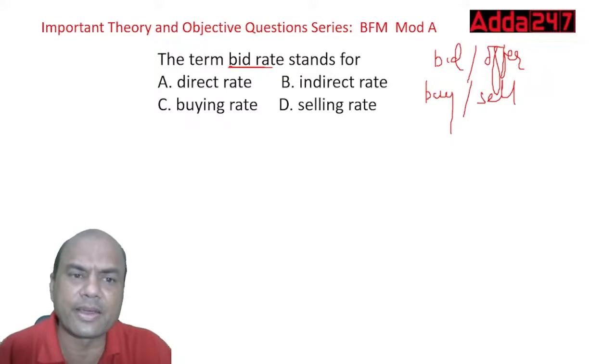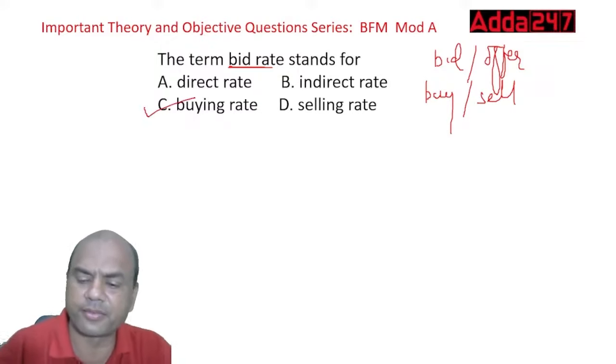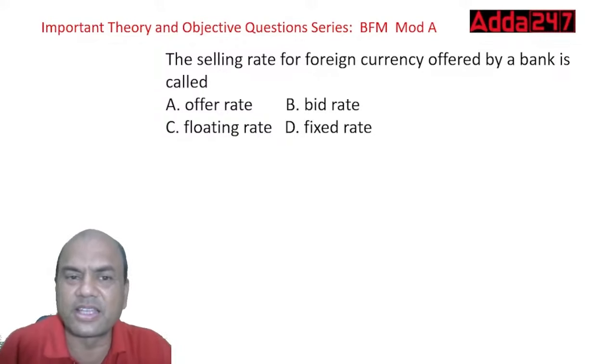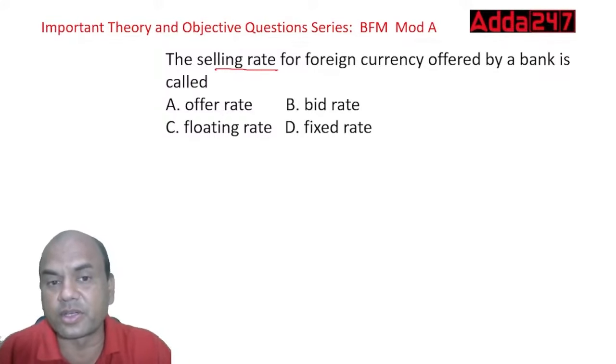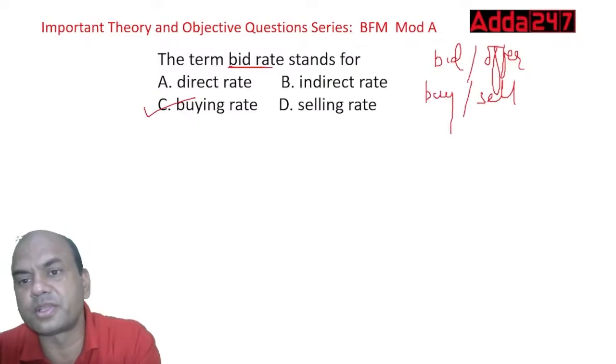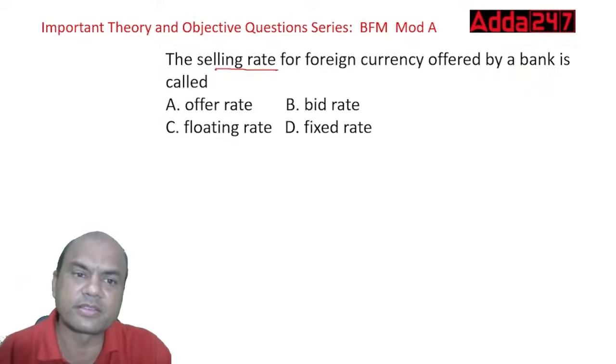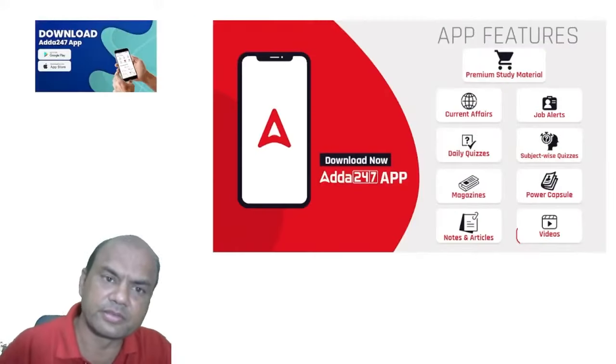Buying rate. The selling rate of a foreign currency offered by a bank is called as, just now we did it, sell rate is known as what? Yes. Give me in the comment section. Just now we saw it. Yeah, this one, sell is what? Correct? Type fast, offer, isn't it?